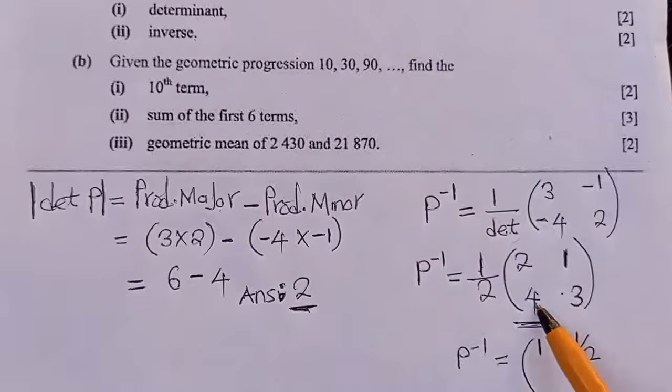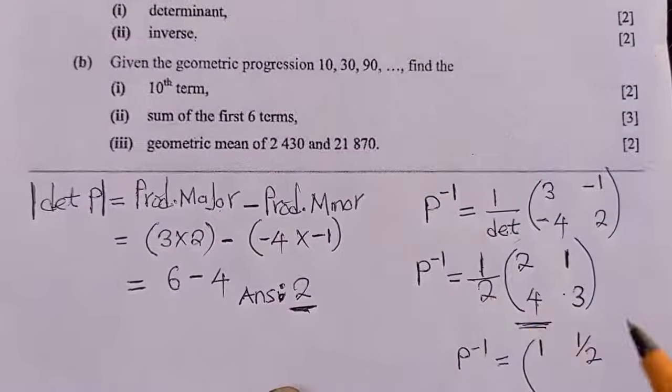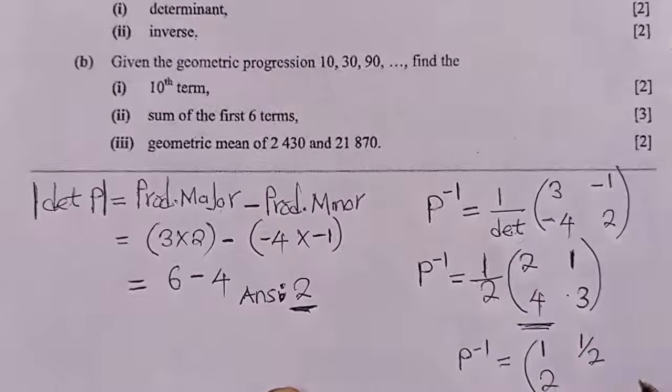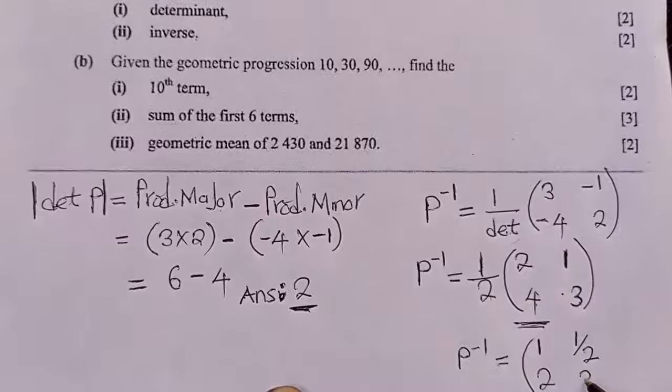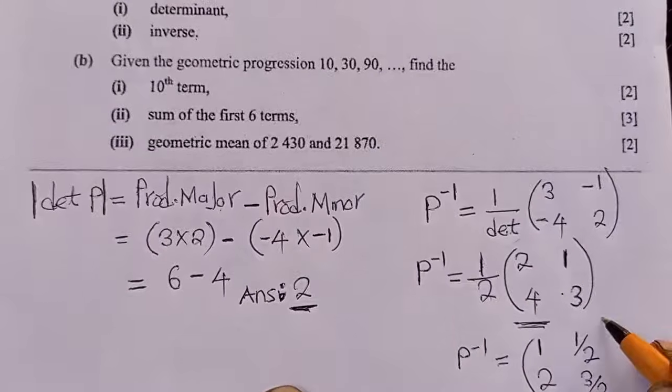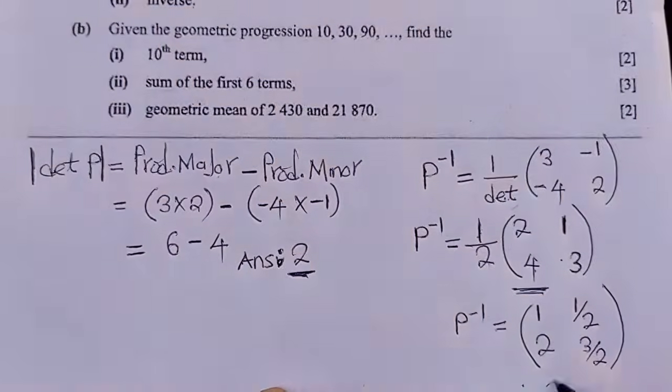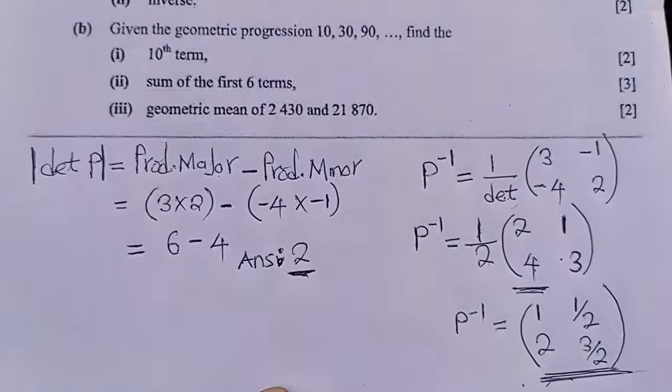1 times 4, it is 4. 4 divided by 2, you get a 2. 1 times 3, it is 3. 3 divided by 2, you just get 3 over 2, like this. So meaning that this is the answer. We are done with that. This is what we are supposed to do.